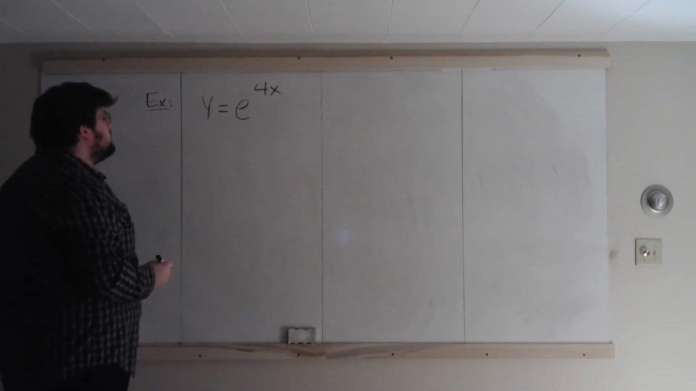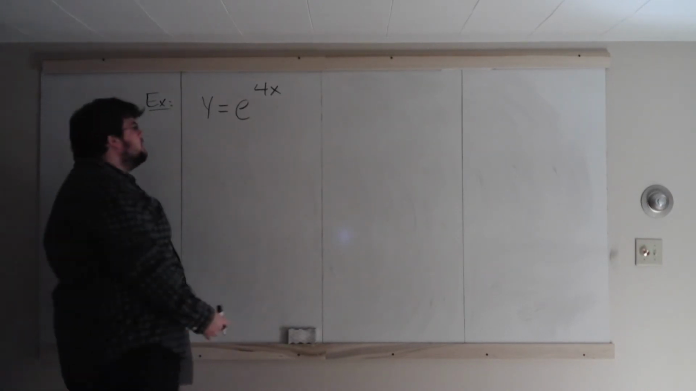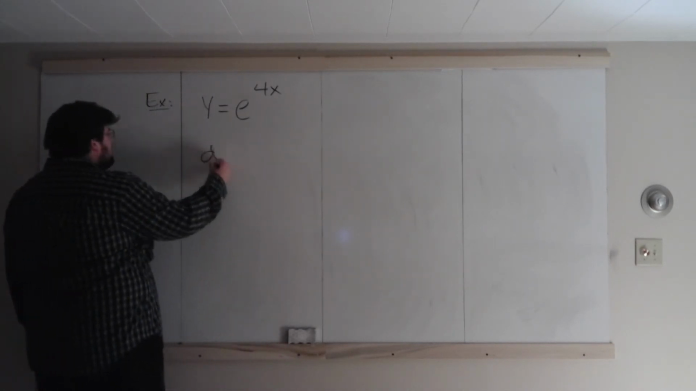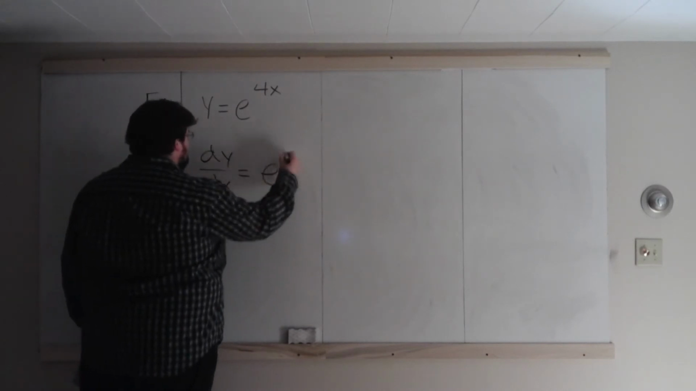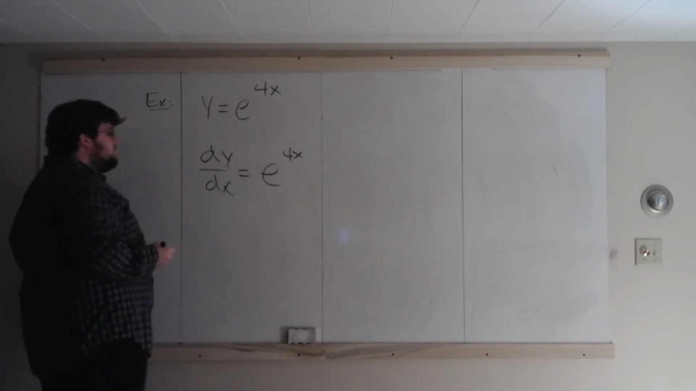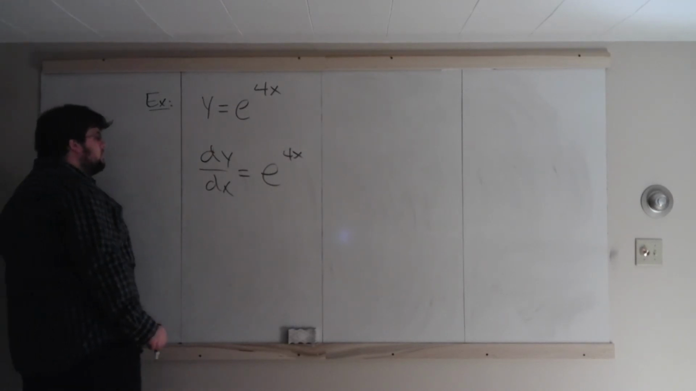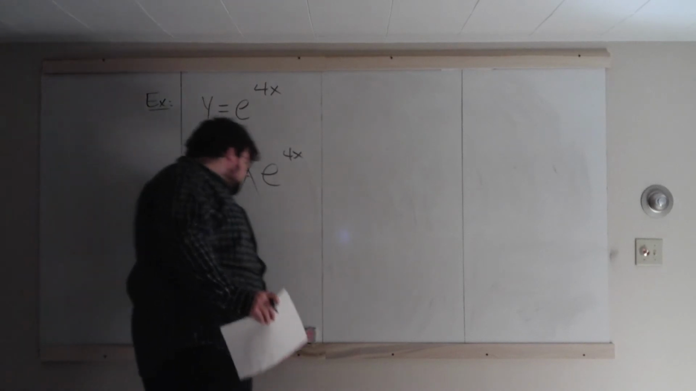e to the 4x. Well, we know the derivative of e to the x. Derivative of e to the x is itself. Derivative of e to the 4x, is it this? Is it itself? Derivative of e to the x is itself. So is this derivative itself? Well, no. Why is it not?